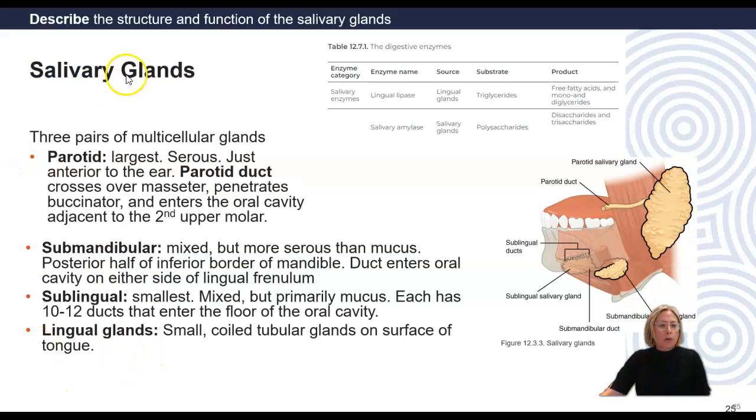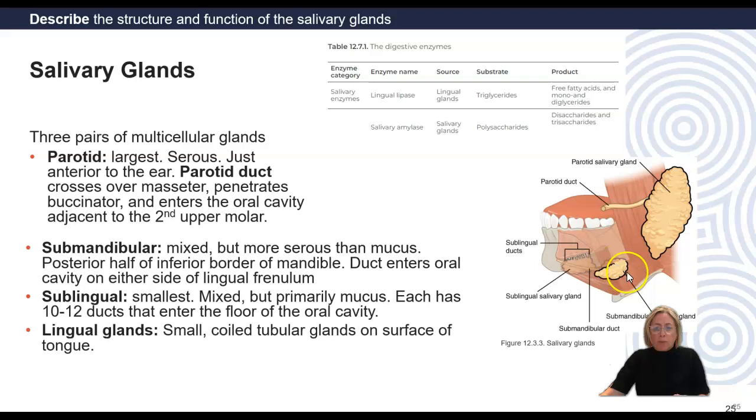Okay, so we are going to talk about the salivary glands in this part of the topic because they are associated with the oral cavity. And they produce saliva, believe it or not. There are 3 pairs of multicellular glands. The parotid here is the largest. And they produce a serous or watery secretion. They're located just anterior to the ear, and the parotid duct itself crosses over the masseter and penetrates the buccinator and enters the oral cavity adjacent to the second upper molar.